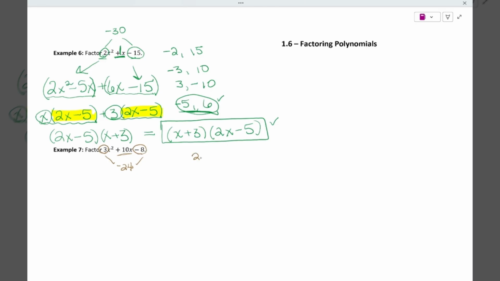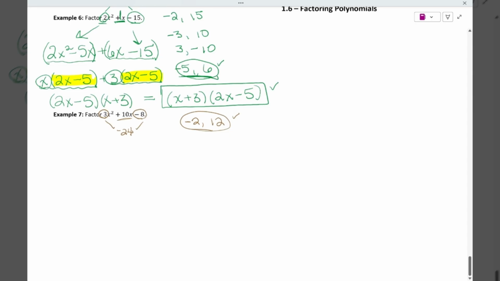So I know 2 and 12 give me 24, but one of them has to be a negative to get a negative 24. So negative 2 times 12 gives me negative 24. When I add, I do get a positive 10. So I got that one in my first try. That's the set that I will use to rewrite this polynomial.